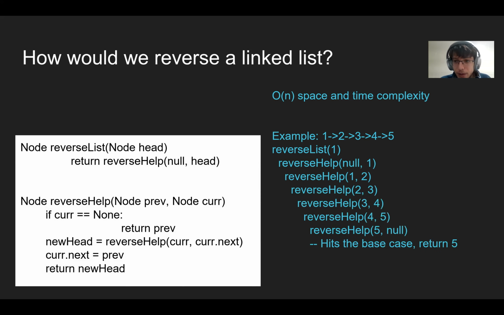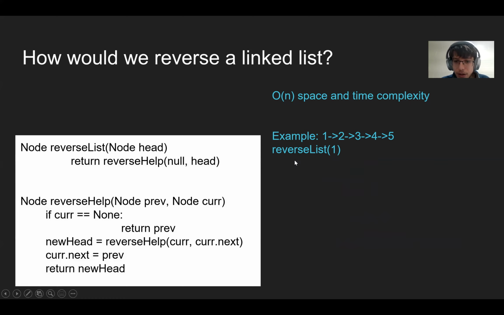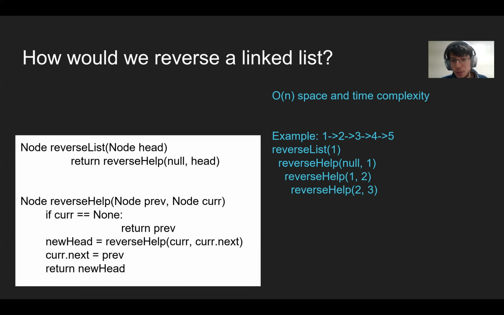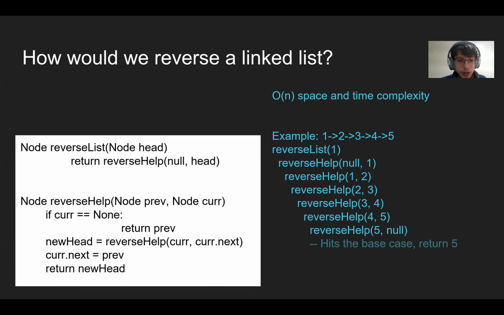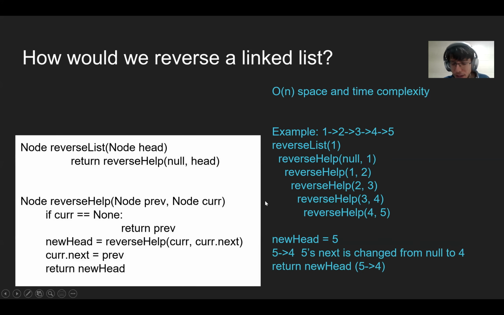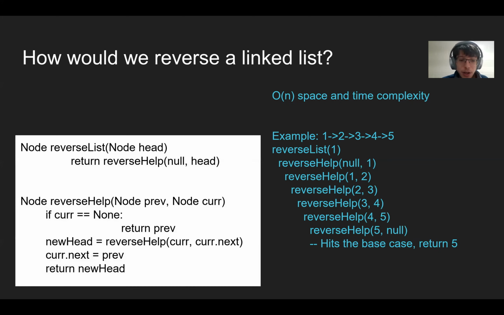And notice how the call stack works just like a regular stack, because we pushed all these things onto the stack as we went. We called reverse list 1. We pushed reverse helper. We pushed reverse helper. We were pushing all these on there, right? And then as we went through, we finally hit the base case. And our base case was when current is none, right? Because null is current here. So there's nothing left. So we hit the base case, so we just returned 5.